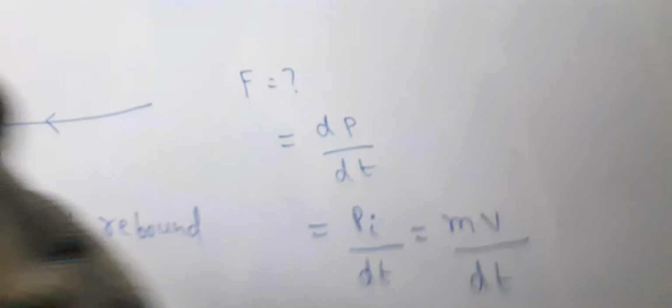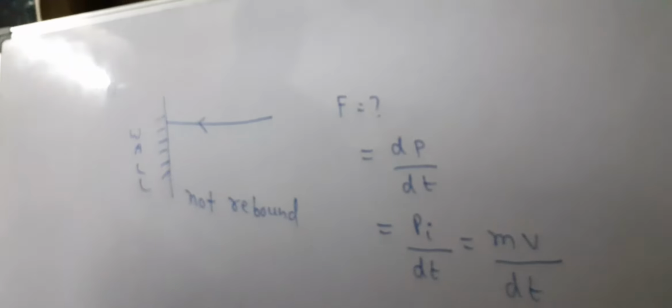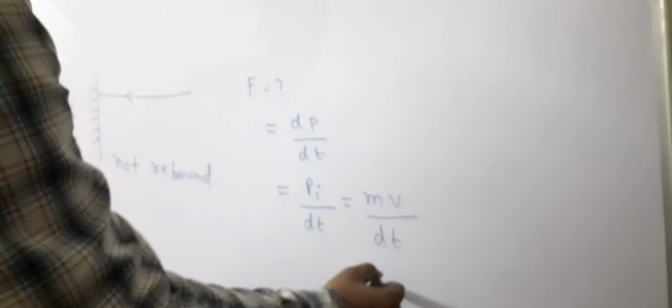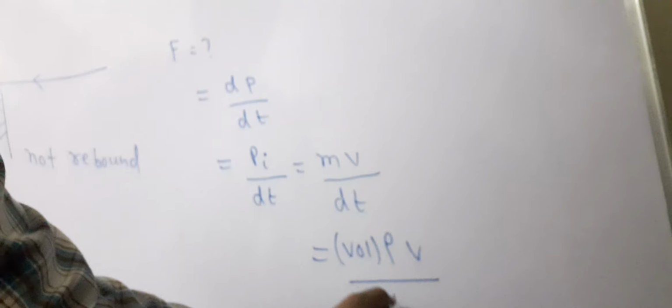Momentum definition: mass into velocity, by dt. Here mass, according to the data, is written as volume into density, V by dt. Okay, volume is given but density is not given. This is water, Nana. Density of water value is 1 in CGS and 1000 in SI.